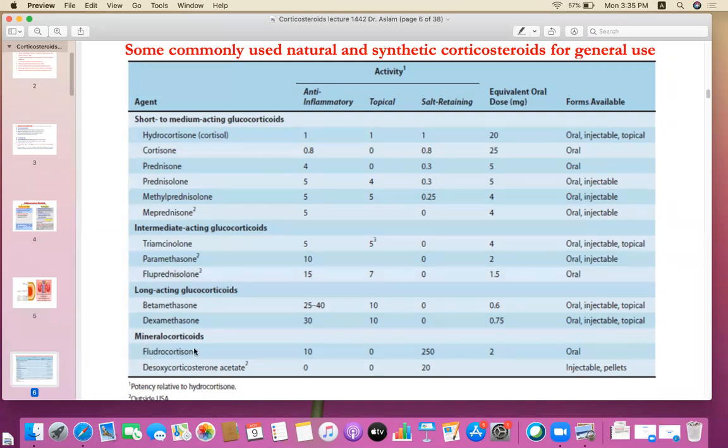We have mineralocorticoids. Examples are fludrocortisone, which has the salt retaining value of near about 250 count, plus it has anti-inflammatory property of 10 count. And another mineralocorticoid is deoxycorticosterone acetate, which has the salt retention property of near about 20 count. So this is the classification according to the potency or according to the duration of action.